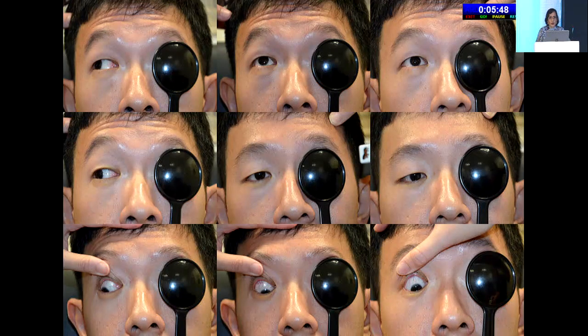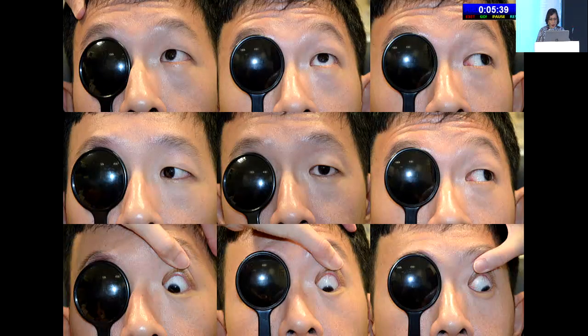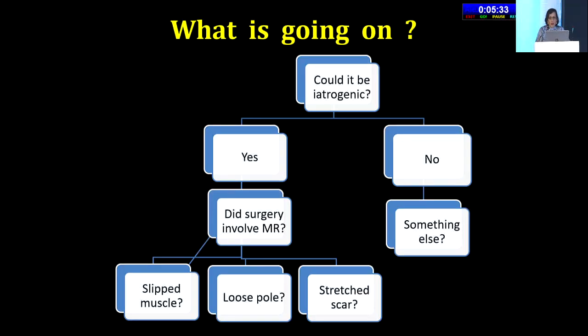Once again, when you see that there's a limitation in eye movements, you want to quantitate further with ductions. And here we can see the adduction in the right eye is limited, and the adduction in the left eye is also limited, though it was right more than left. So what is going on over here? Could this be iatrogenic? That's always the first thing which comes to our mind because we've done a surgery for him. We couldn't quite remember if the surgery had involved the medial rectus.